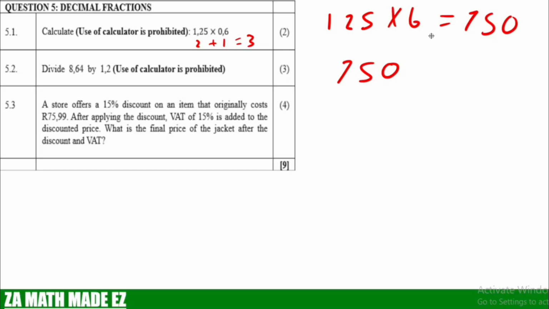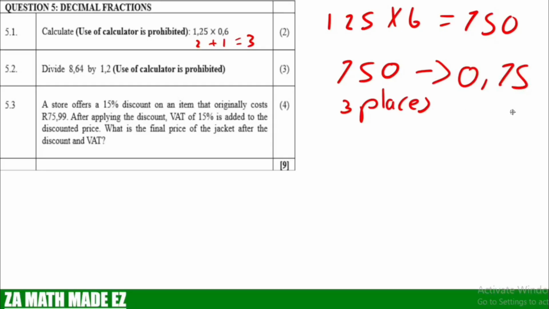Now you take 750, and we place a decimal point 3 places from the right. This would become 0,75 after moving the decimal point 3 places.